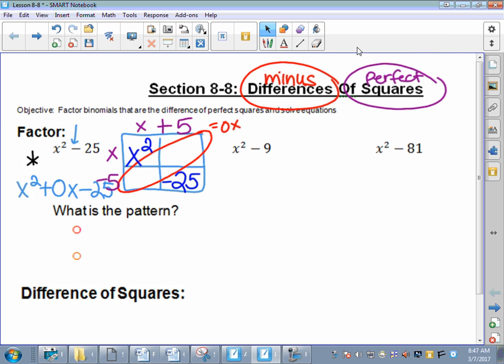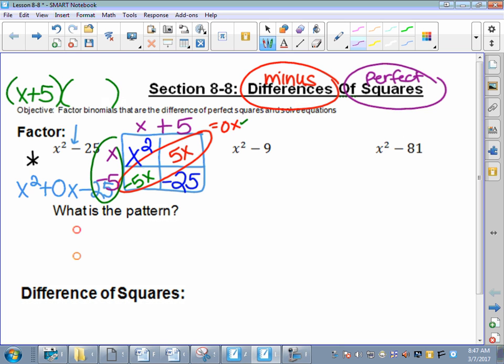Which means when I go into my diagonals, x times 5 for this top right would be a 5x, and negative 5 times x for this bottom left would be a negative 5x. So those guys add up to 0x. So my two factors will be an x plus 5 in one parenthesis, and over here an x minus 5 in the other. If you want to use a product sum table, you're more than welcome to. If you want to use guess and check, you could certainly do that. But anyway it goes, we get ourselves an x plus 5 and an x minus 5.